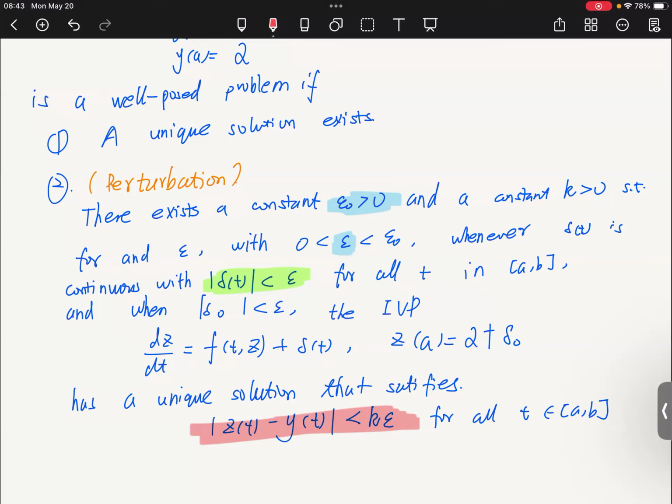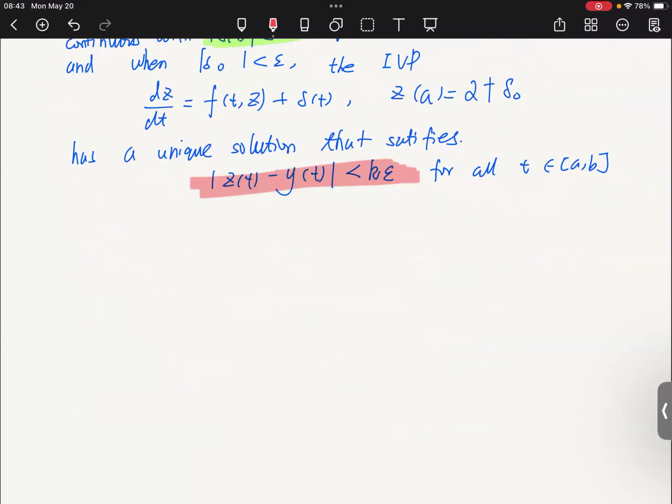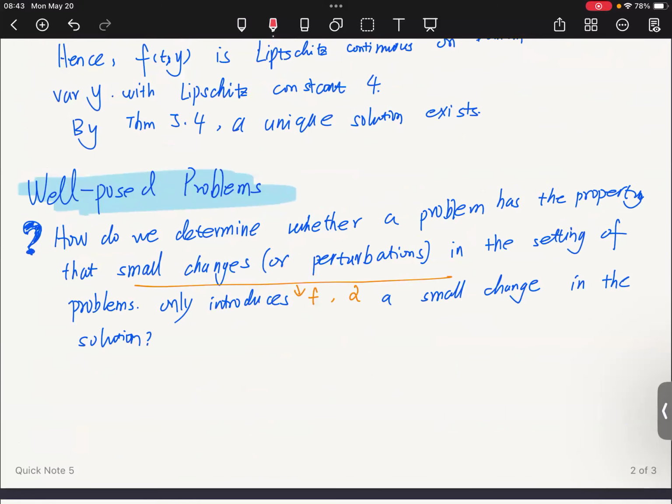And now I'm going to give you one thing, and it's about the well-posedness of the problem. So let's go back to here, and our question is how can we determine whether a problem has well-posedness, which means that small changes in the setting result in a small change in the solutions. So we need to determine whether the problem is well posed, and we need to go back to the problem setting itself.